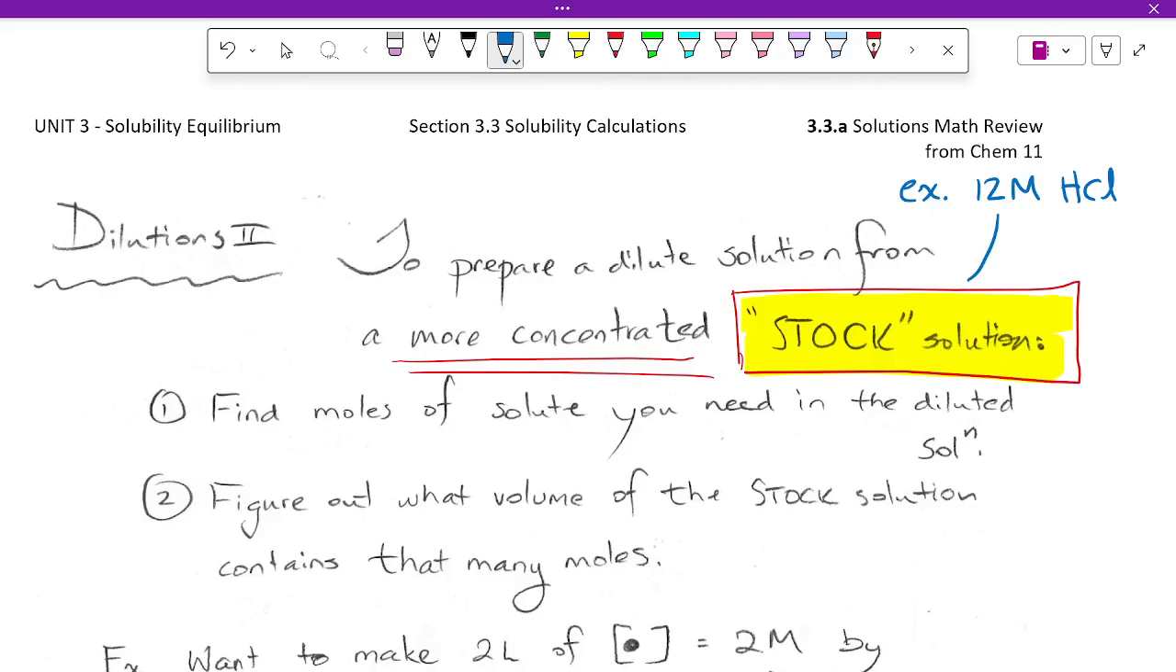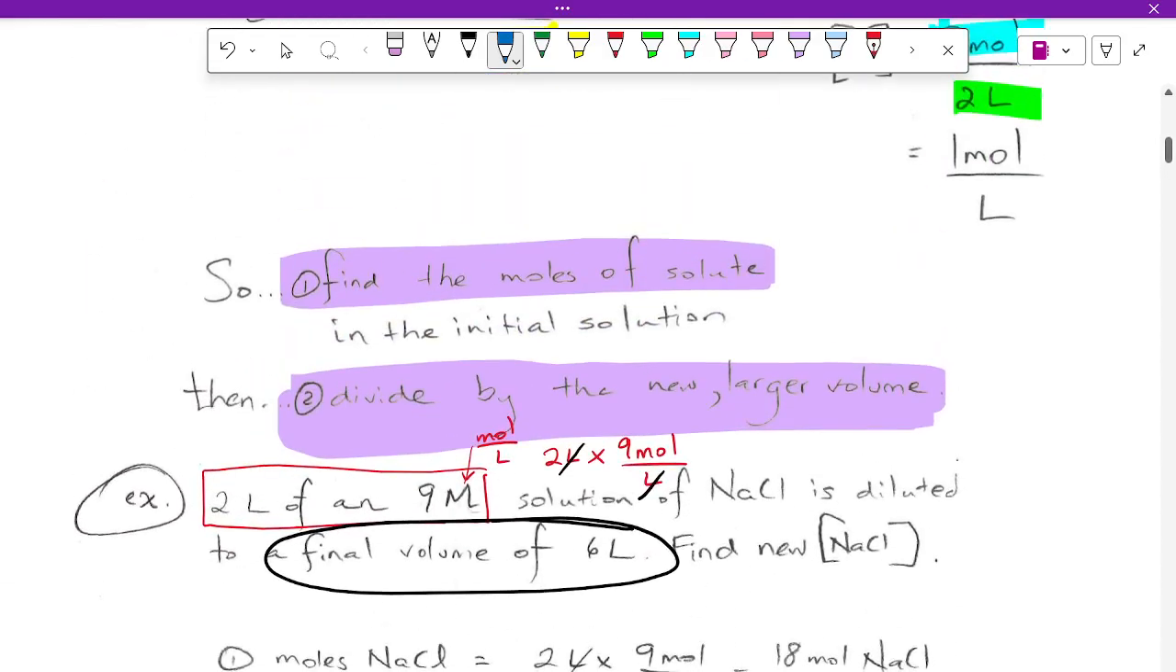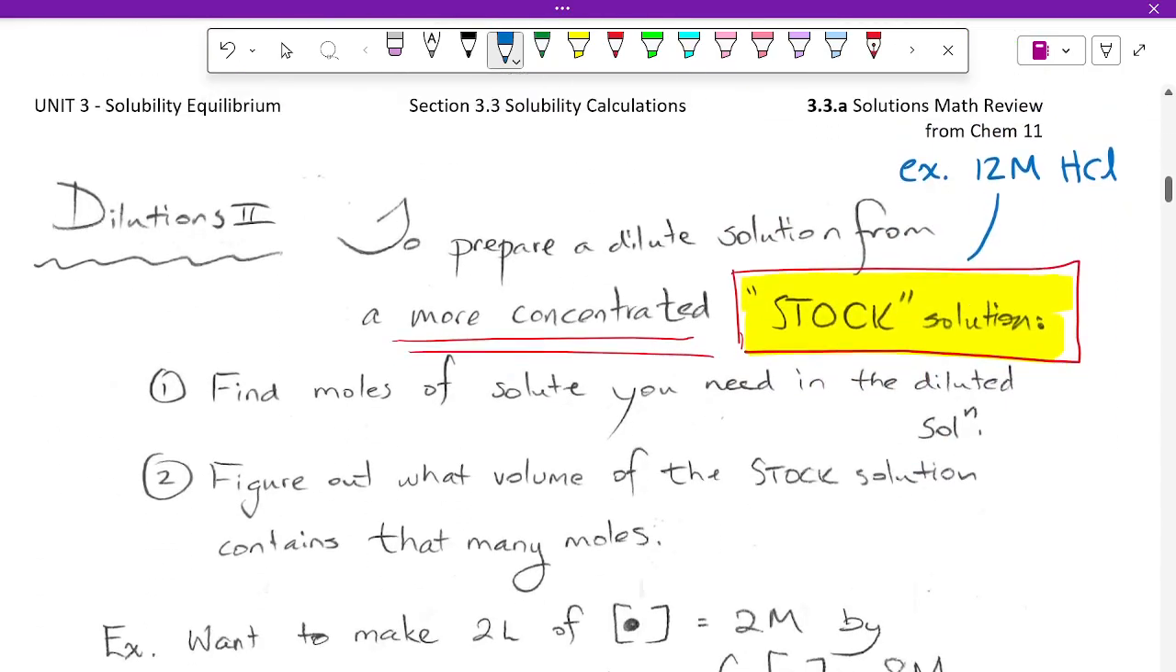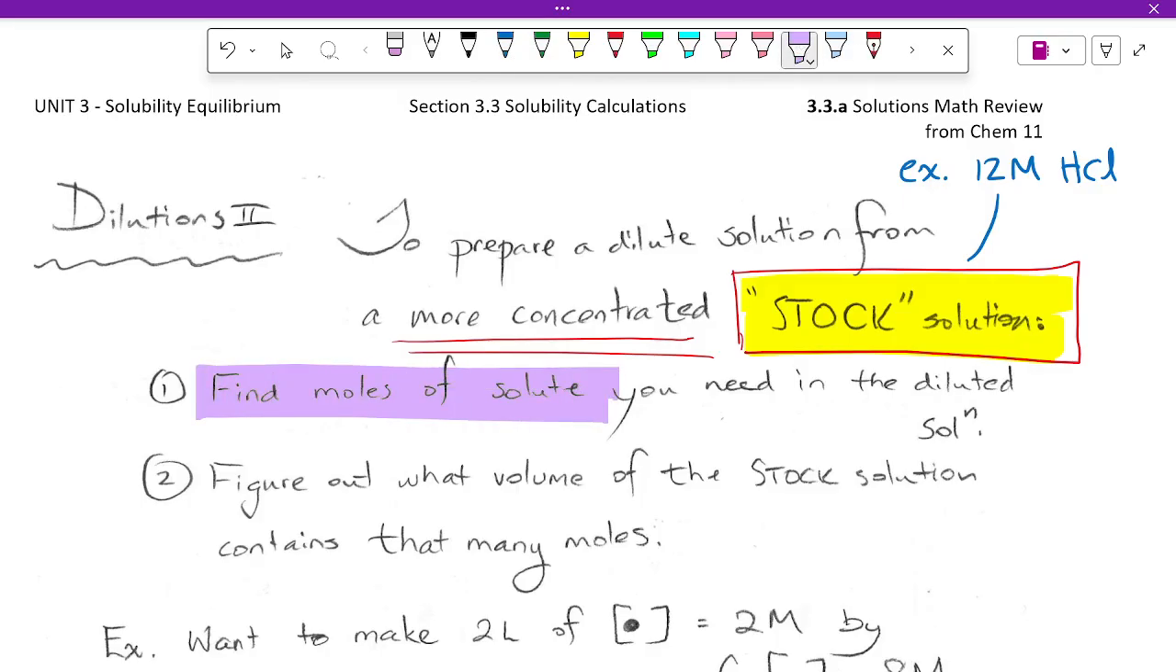So again, do you remember back here we were like, find the moles of solute. For this style of question, you are also going to find the moles of solute. And then, in this case, you're being asked what volume of the stock solution do you need for that many moles? So what volume of the stock solution contains that many moles?